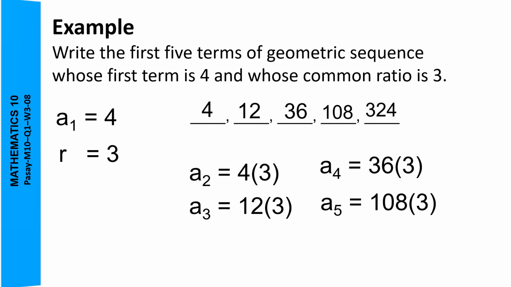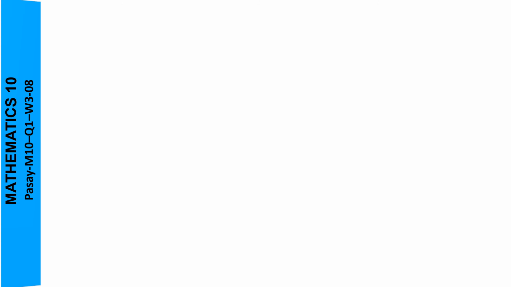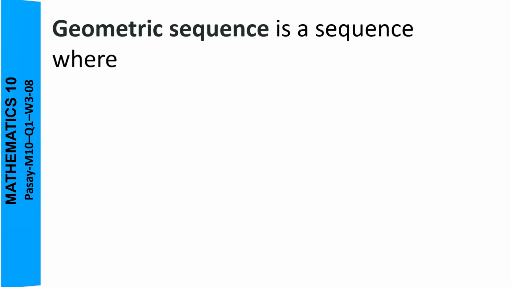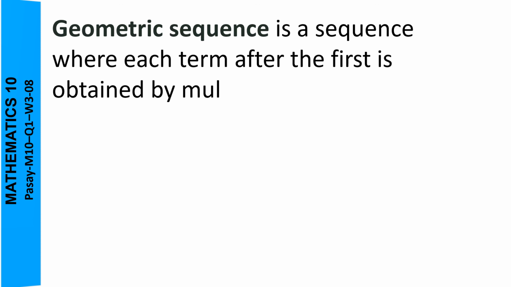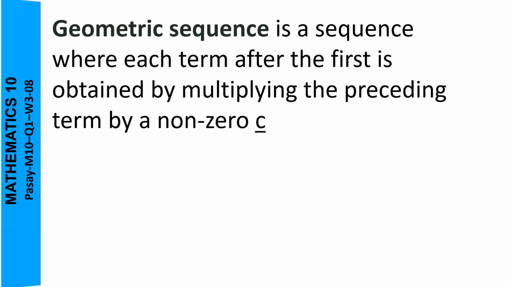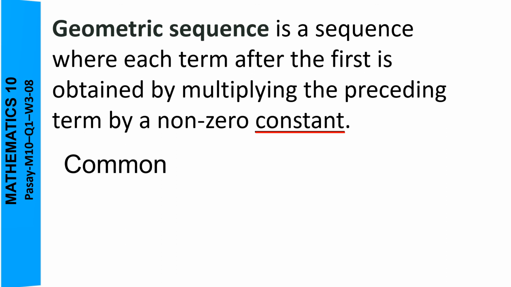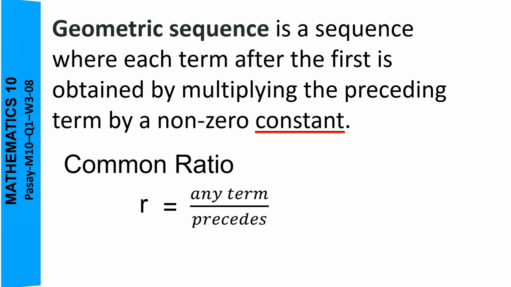Now, do you understand what a geometric sequence is? So what we have learned today is about geometric sequence. So let us define geometric sequence. A geometric sequence is a sequence where each term after the first is obtained by multiplying the preceding term by a non-zero constant number. The constant number is called the common ratio and denoted by small letter r. The common ratio r can be determined by dividing any term in the sequence by the term that precedes it. So common ratio is equal to any term divided by the preceding term.